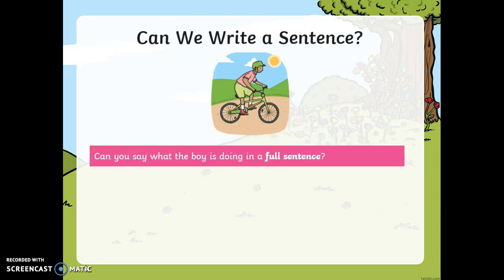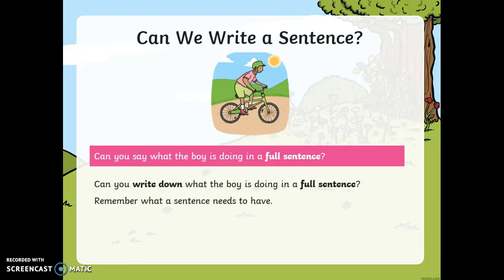Can we write a sentence? Can you say what the boy is doing in a full sentence? Write down what the boy is doing in a full sentence. Remember what a sentence needs to have. You can pause the video while you write your sentence down.